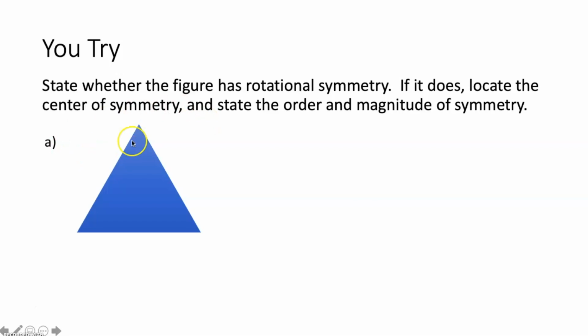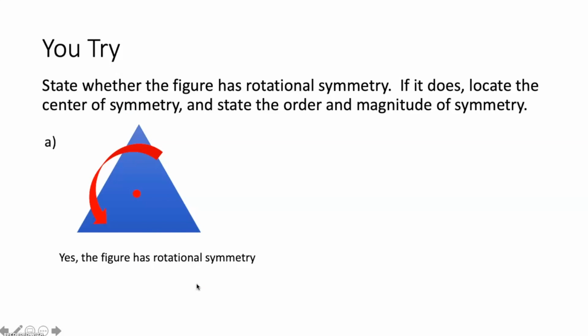Okay, we're doing the same thing here. So, is there a place I could put a point and then rotate this figure about that point to get the exact same figure to map this figure onto itself? Yeah, if I were to put a central point right here and then rotate this figure around that point, I could get this figure to map onto itself at least 1, 2, and then 3 times if you got all the way back to 360 degrees. So yes, this does have rotational symmetry.